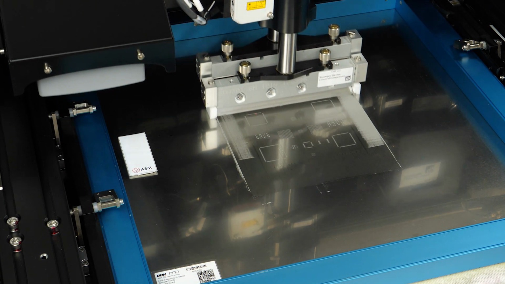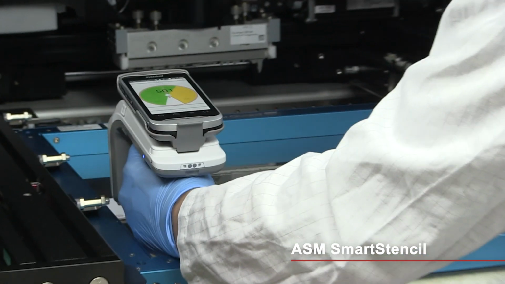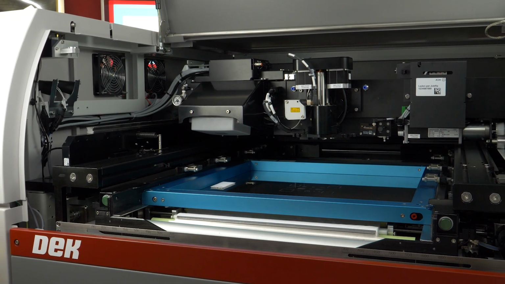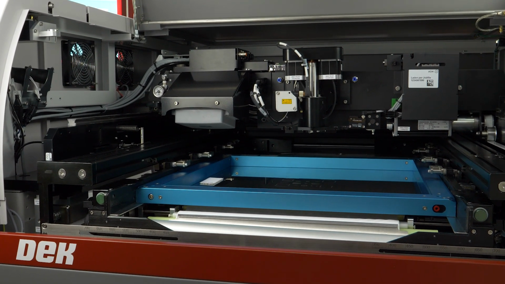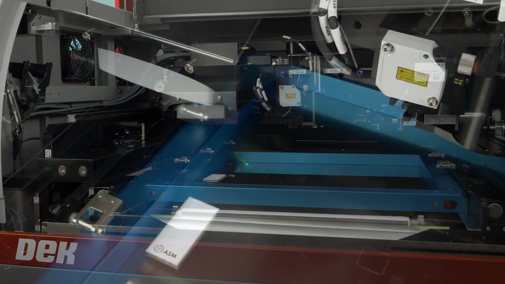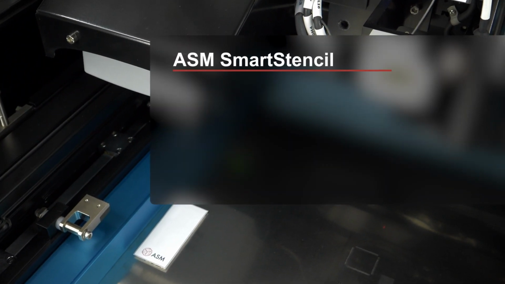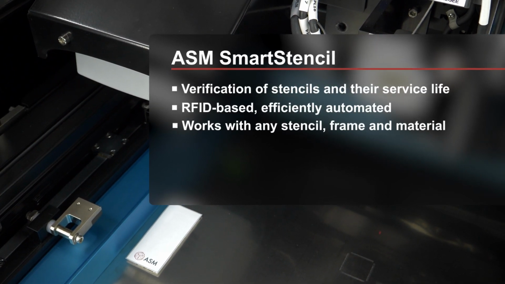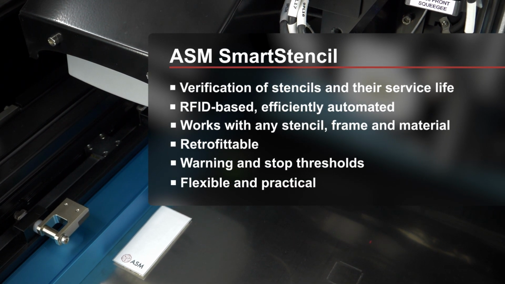ASM SmartStencil is a convenient and flexible solution for the reliable control of stencil service lives. Each print cycle is recorded without fail in the RFID tag, no matter on which line the stencil is used. ASM SmartStencil can be added to existing printers and stencils irrespective of the frame system or stencil material. It makes any manufacturer's in-house and ordering logistics much more efficient.